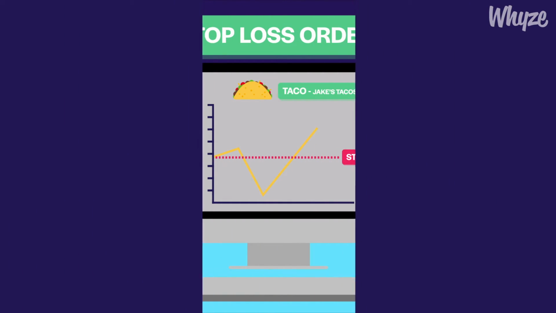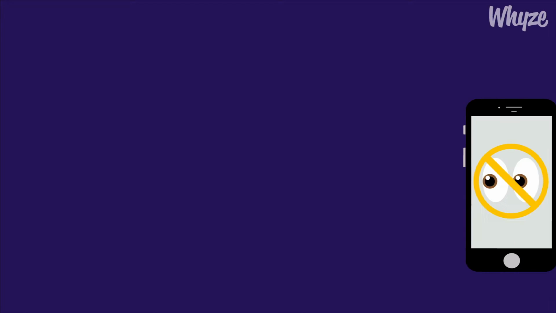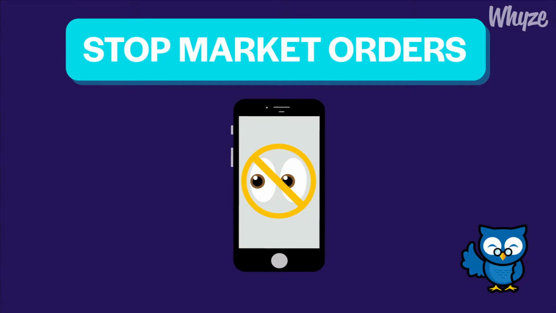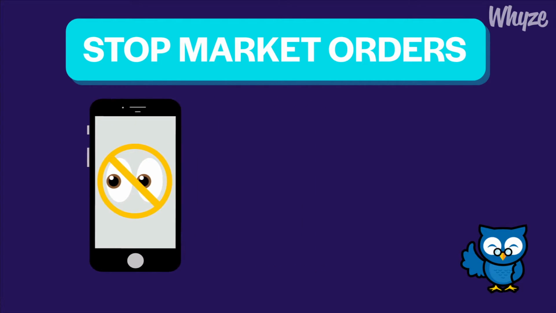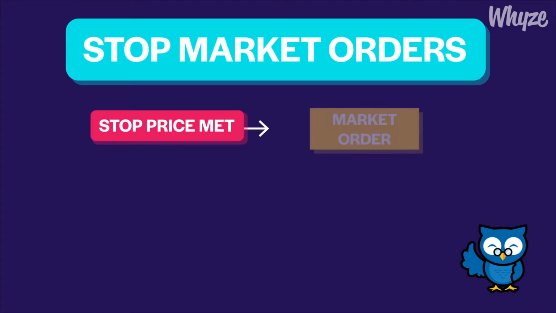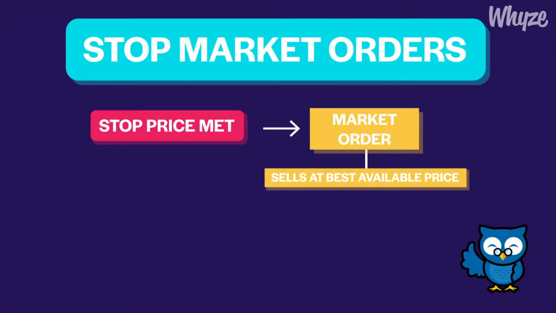Stop market orders can be used as a great tool for buying and selling stocks without being glued to your app, but it's often overlooked that they execute as market orders once the stop price has been reached. This means that these orders have a great chance of being executed at a different price than the stop price, especially when stock prices are moving fast.